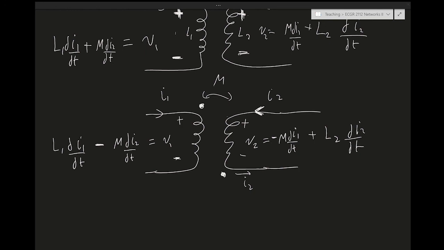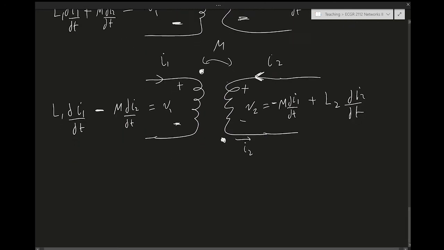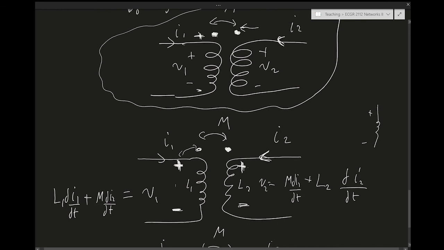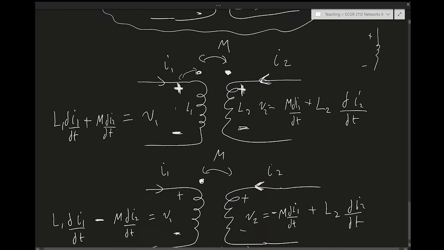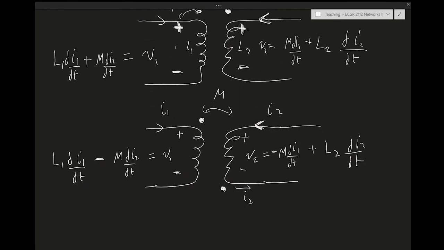Let's see if there are more examples. Yeah, I mean, those are the two basic configurations. The dots, I mean, that's the only thing that could happen. Dots could either be in the same direction, so both dots are in the same direction, or the dots could be opposite. Really, that's the only thing that could happen.